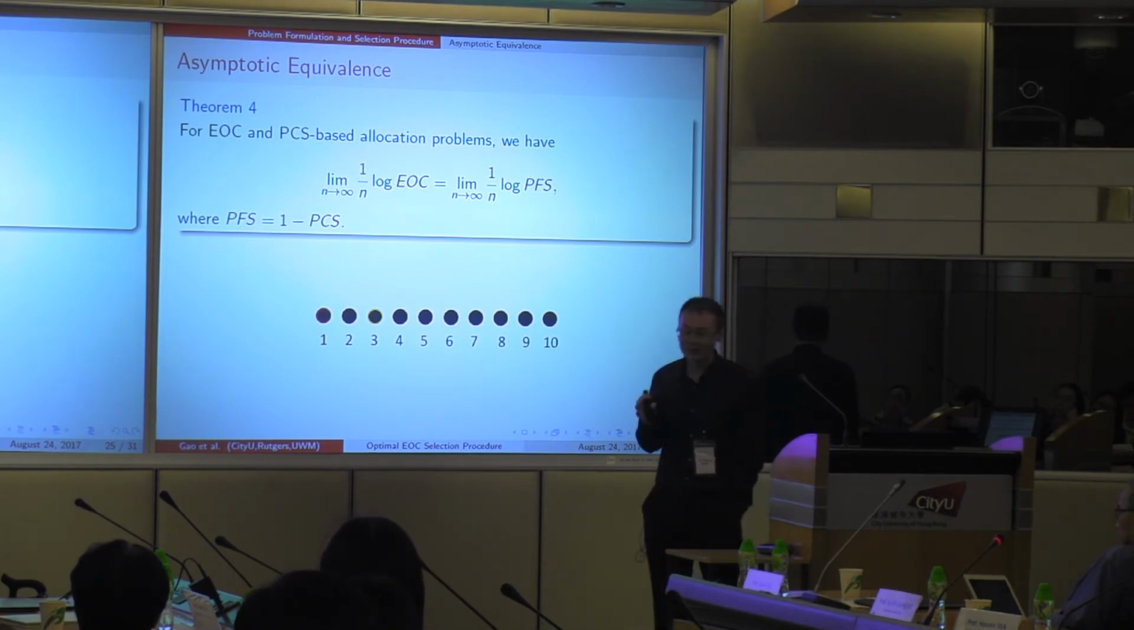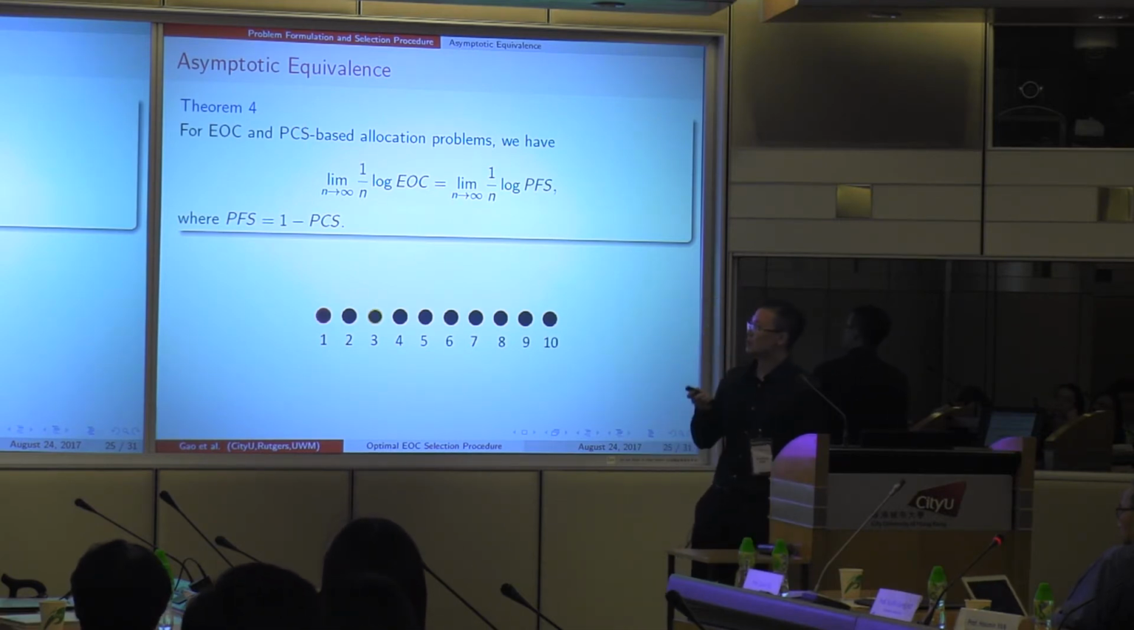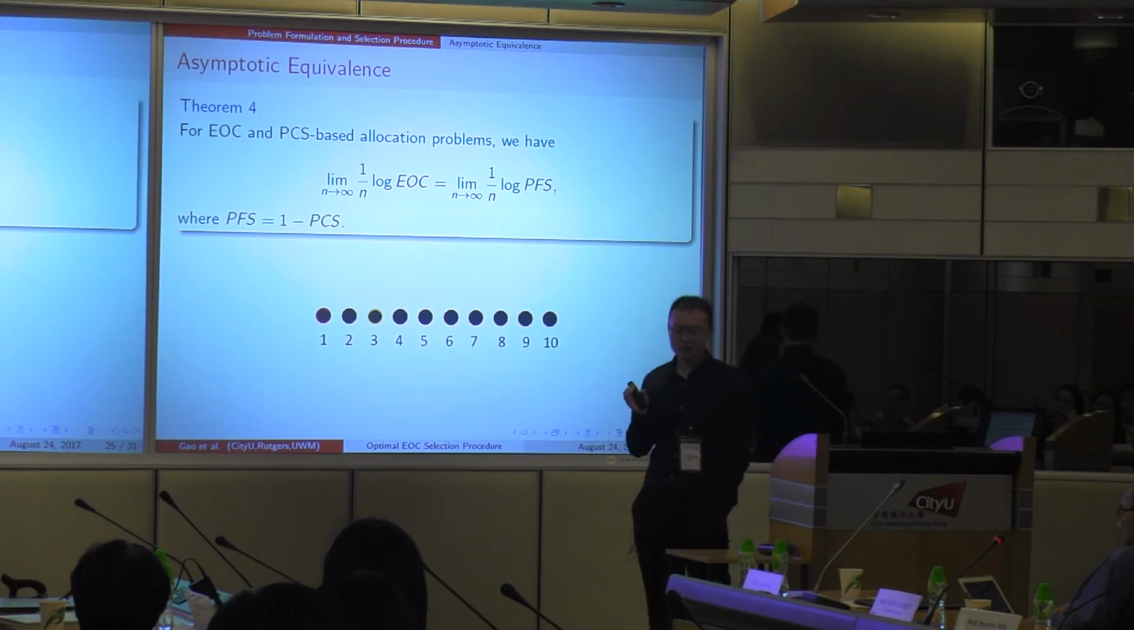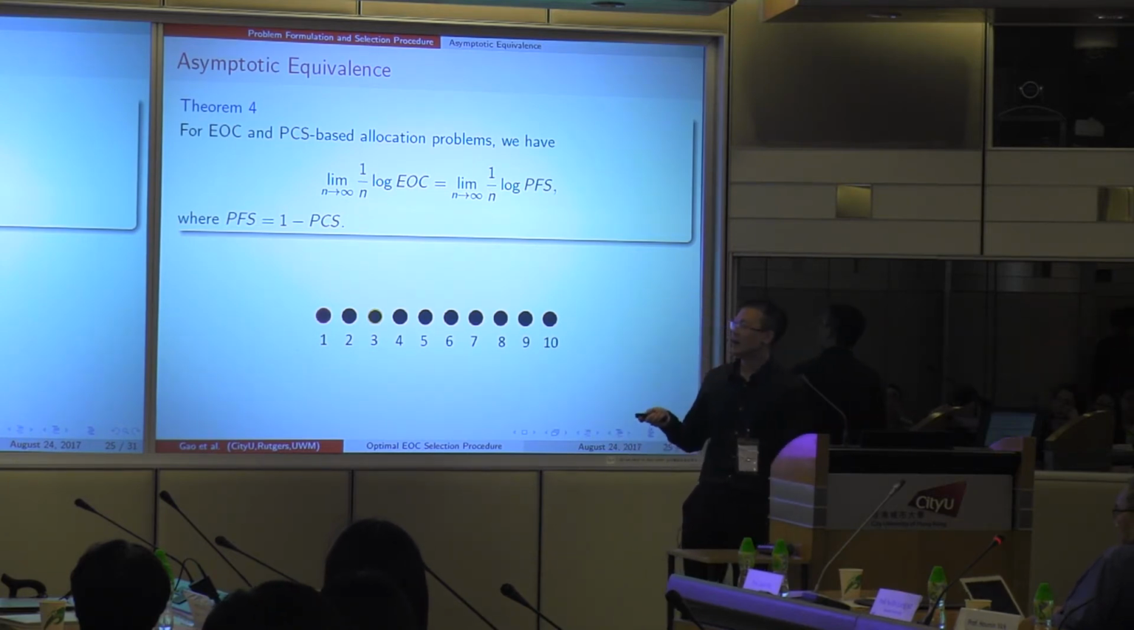Okay, so come again. It's a little tricky here. No matter whether we want to optimize EOC or PCS, as the simulation budget is large enough, we are both trying to minimize the probability of incorrectly comparing the best design and the non-best design that is the most difficult to correctly observe.